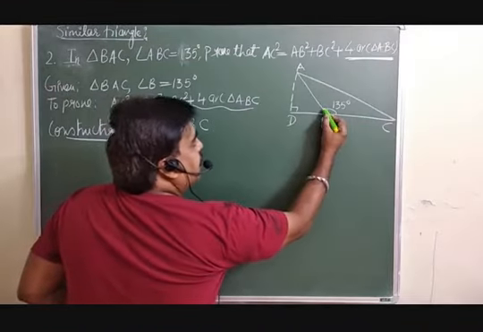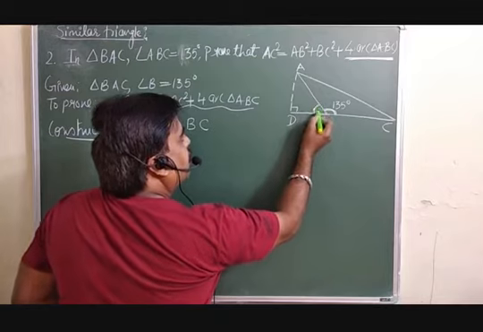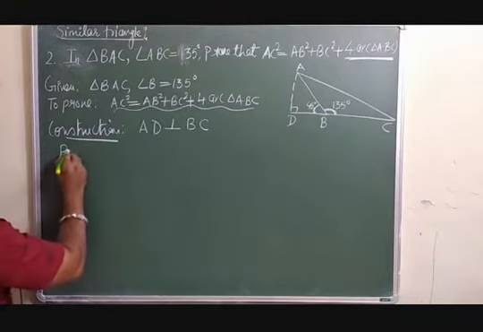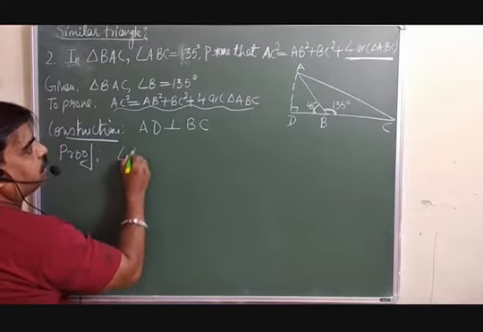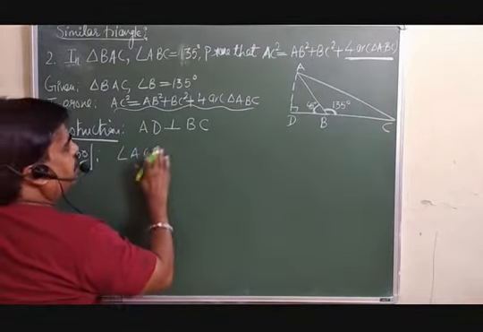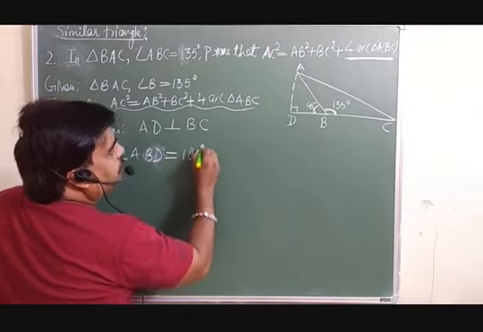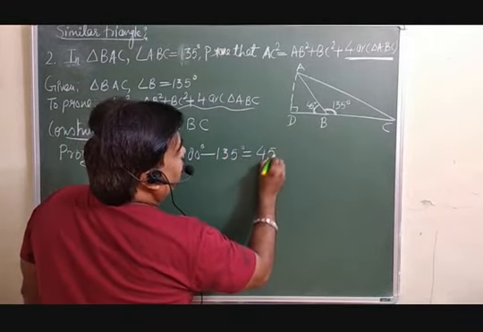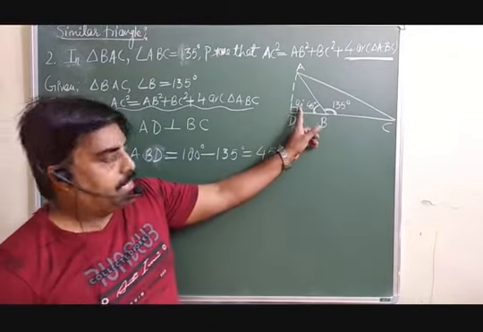See, this angle is 135. So what about this one? This angle will be equal to 45. So in the proof, see, this angle ABD will be equal to 180 minus 135, that is equal to 45 degree. And this is already given 90. This is already given 90.